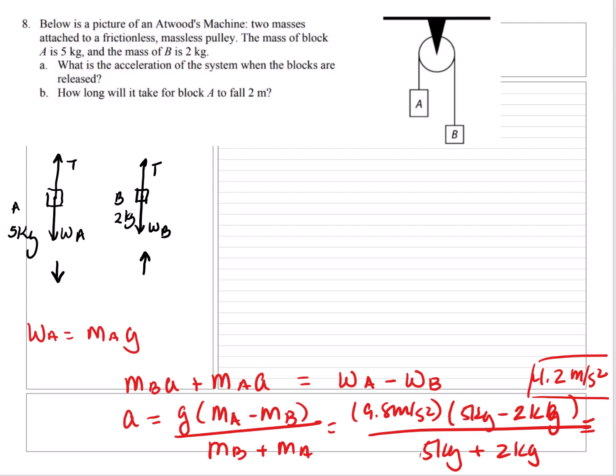So for part B, we need to use the information in part A. Since the object is falling, we know it started at rest. It is not in free fall. We know the acceleration is going to be 4.2 meters per second squared. And we know that x or y is going to be 2 meters. So we're looking for time.